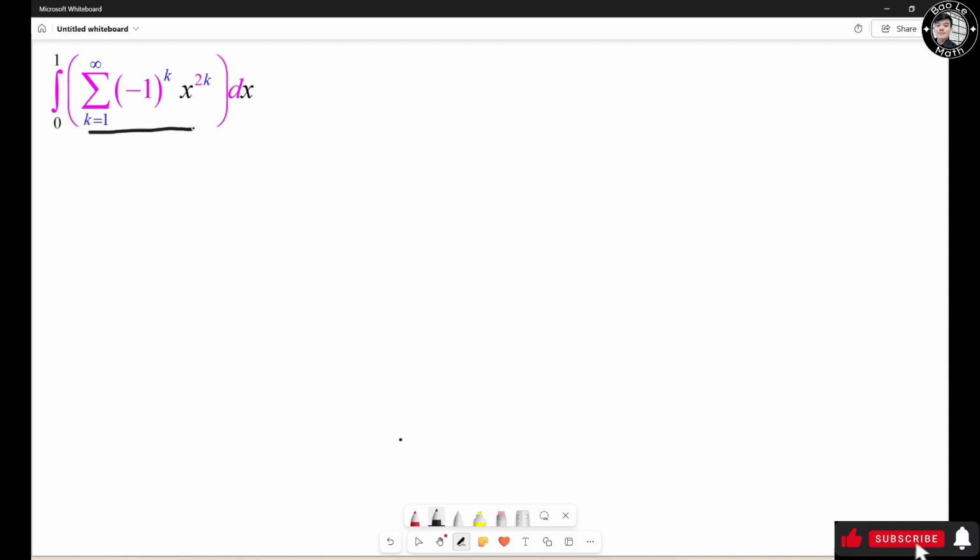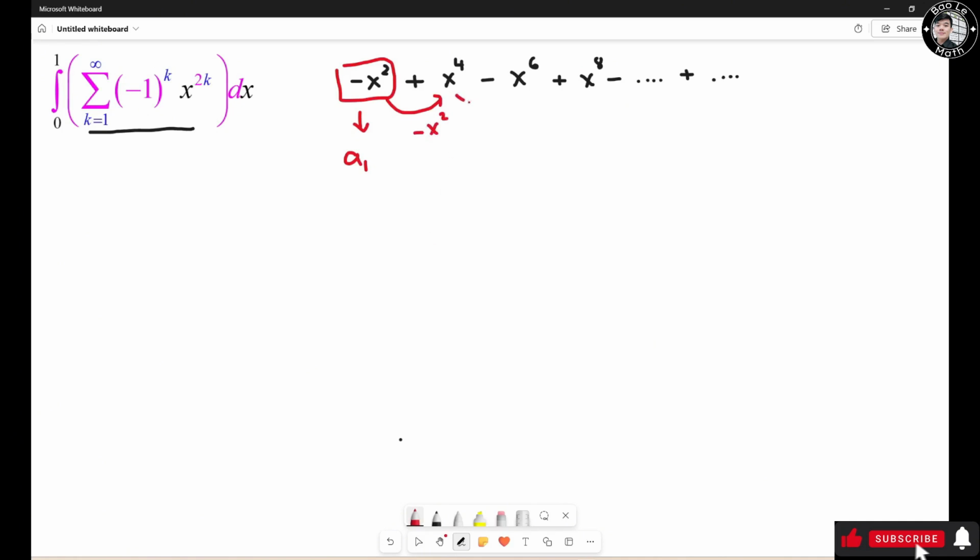So first, we need to simplify the one inside parentheses first, right? Now observe that if k equals 1, what should we have? We have negative s squared, right? k equals 2, it's going to be s to the 4. k equals 3, it's going to be negative s to the power of 6. k equals 4, it's going to be plus s to the 8, minus etc. So observe that this one is the first term. I call this A1, right? Now, in order to get s to the power of 4 from this one, I'm going to multiply by negative s squared, right? Every single time you're going to multiply by negative s squared to get the next term, right?